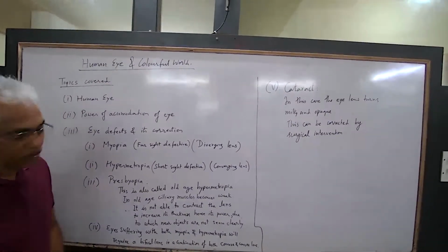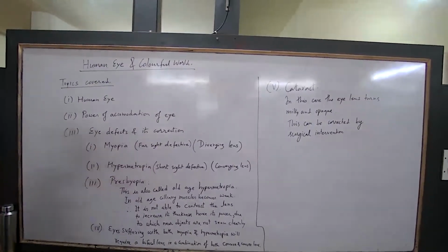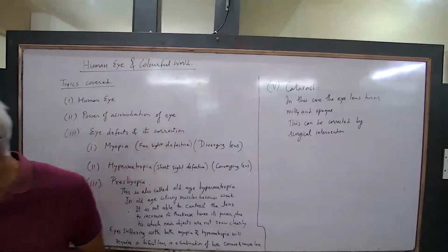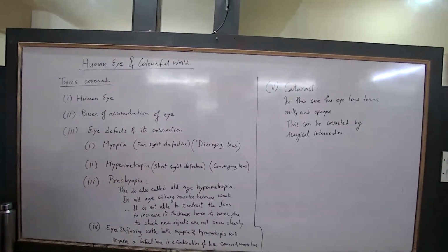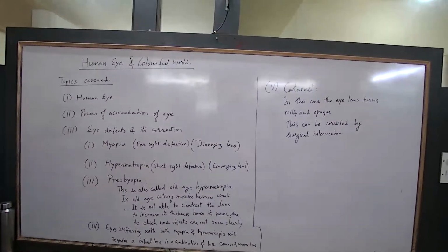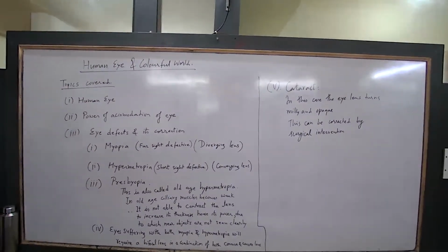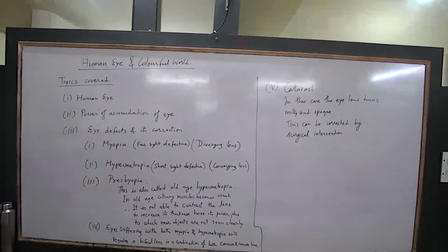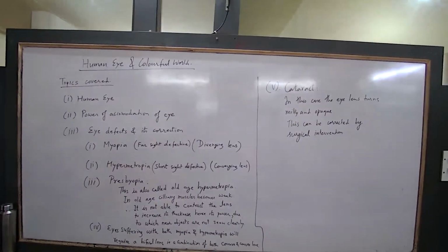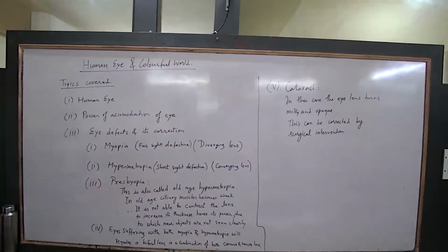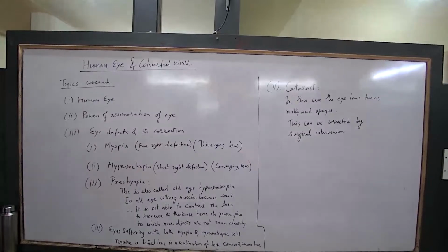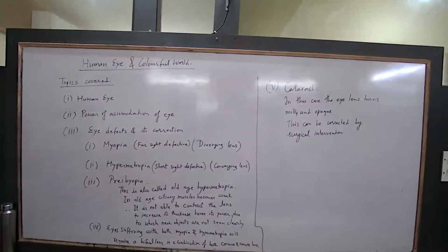Okay, so with this we have covered all the eye defects and how they can be corrected. Next part is dispersion, right? What is the next part? Dispersion of light. Next part is dispersion of light. Okay, refraction of light through a prism. So let's understand what a prism is.